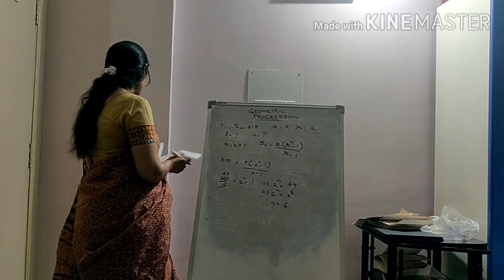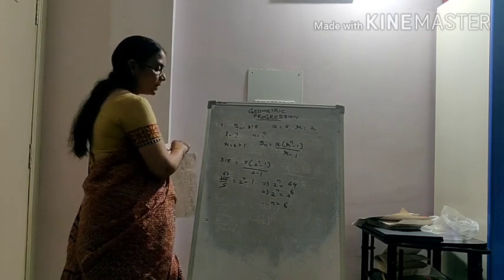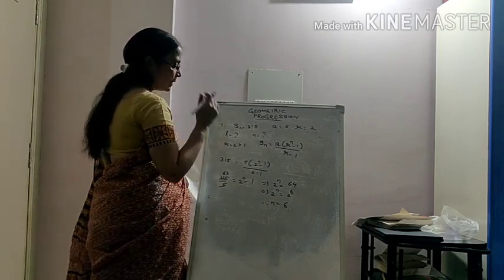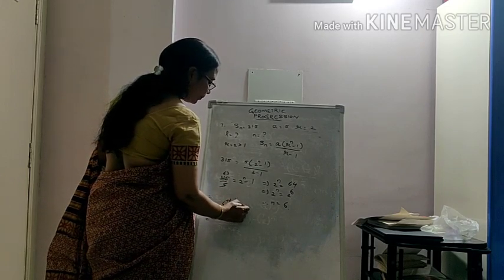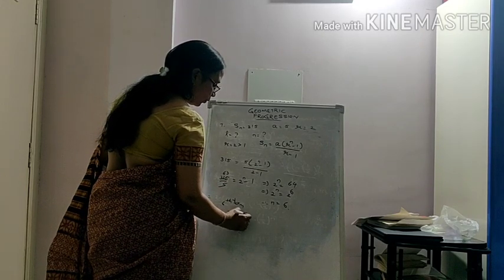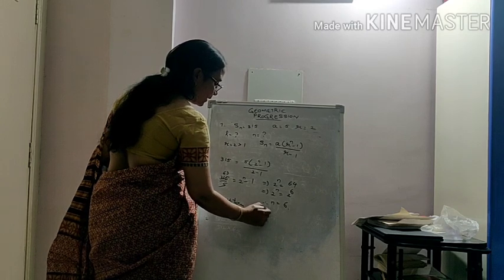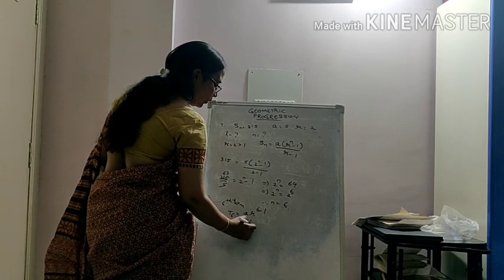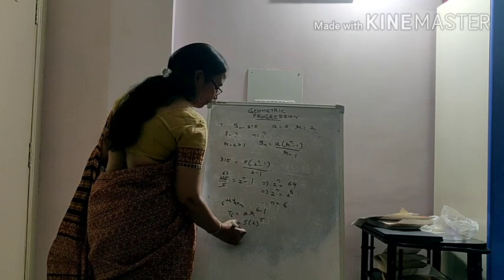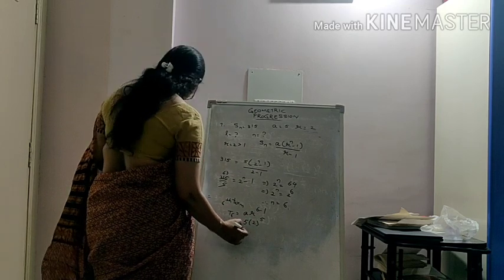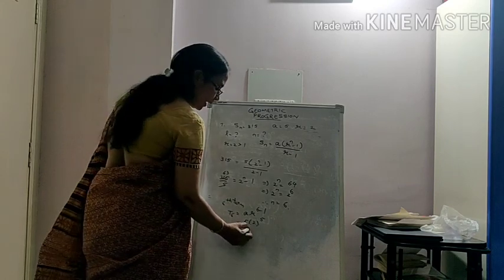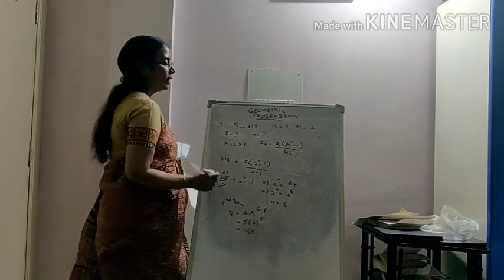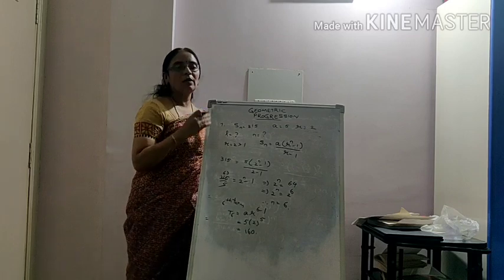And now we have to find out the last term. The last term is the sixth term. T6 is equal to a into r to the power of 6 minus 1, 5 into 2 to the power of 5. So, if you simplify it, you will get the answer 160. So that ends your geometric progression.